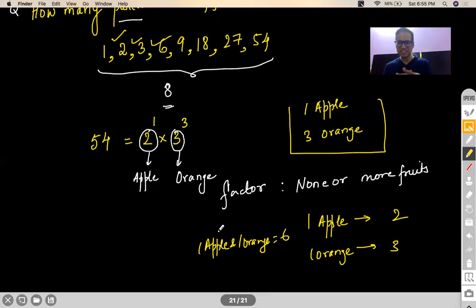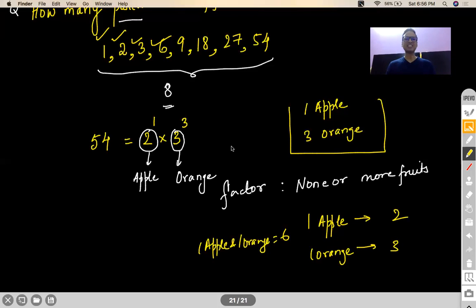Are you getting my point? So if I pick everything, that means I'm picking 54. If I pick nothing, that means I'm picking 1. If I pick 3 oranges, that means I'm picking 27. Are you trying to connect it now? So basically what I'm trying to say is that picking a factor is like picking none or more fruits from the basket. So if you pick up nothing at all, it will be like 1. Are you getting my point?